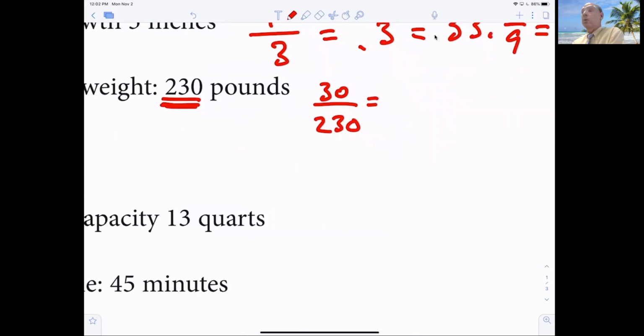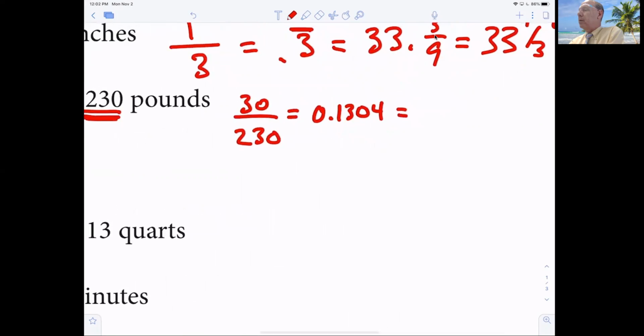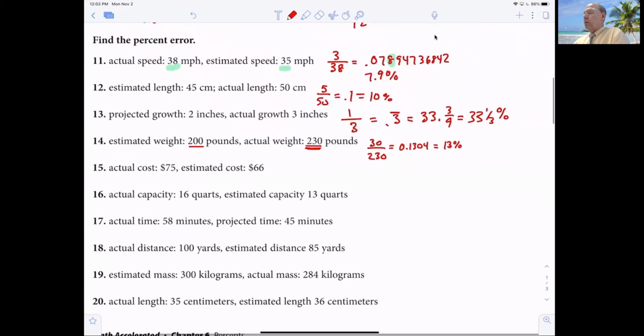0.0789. Is that what it is? Yeah. So now what percentage is that? How many times do you move the decimal? It's 13%. Come on, KK. All right, Molly, go.